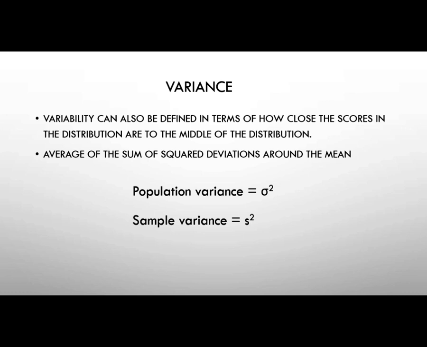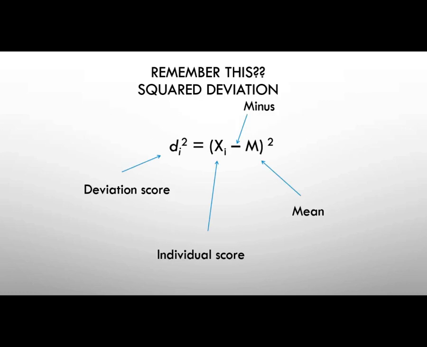Variance: variability can be defined in terms of how close the scores in the distribution are to the middle of the distribution. Remember the squared deviations around the mean? It's the average of the sum of squared deviations around the mean. So remember, a statistic is the Latin letter, so the sample variance is an S, the population variance is a sigma, and it's squared. This is the squared deviation around the mean. Remember this? Okay? If I find those and divide by the sample size, I get the average of squared deviations from the mean.